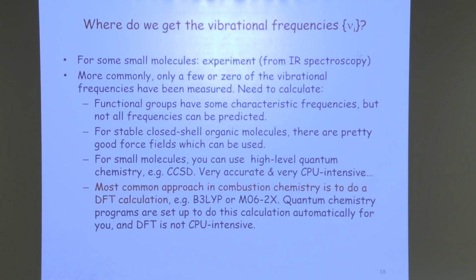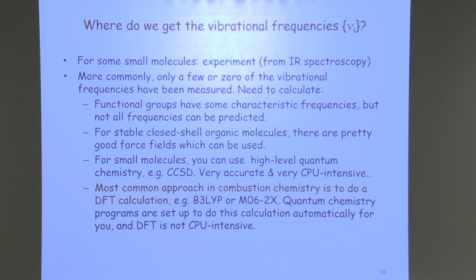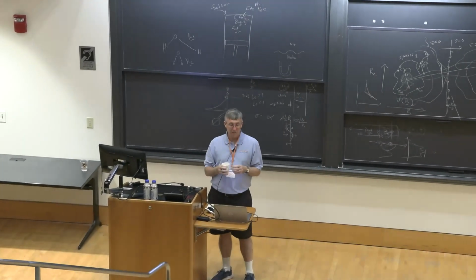To do this, you need to know the values of these nu_i's, the frequencies. For some small molecules, people have measured them experimentally by doing IR spectroscopy. But most commonly, you don't actually know all the nu_i's for your molecule because there are problems in the experiment. It's hard to determine all of the vibrational frequencies experimentally. Some of them don't have any oscillator strength, for example, so you can't see them in IR spectra. Sometimes they overlap with each other, so it's hard to see which ones you're looking at.